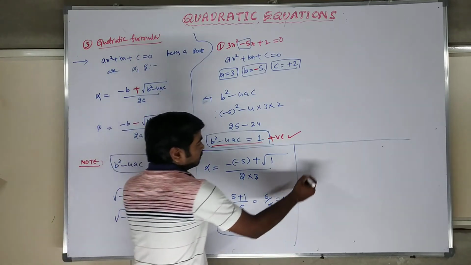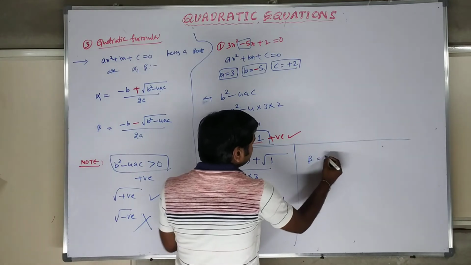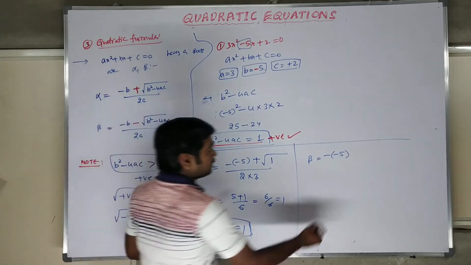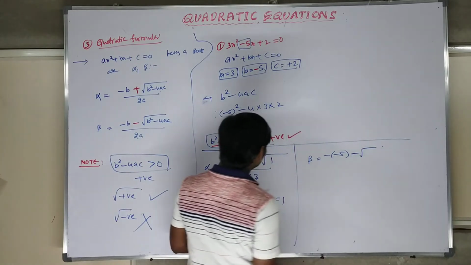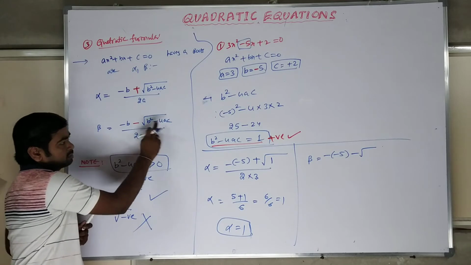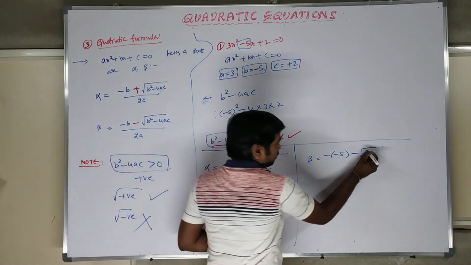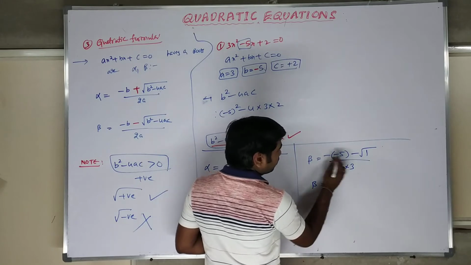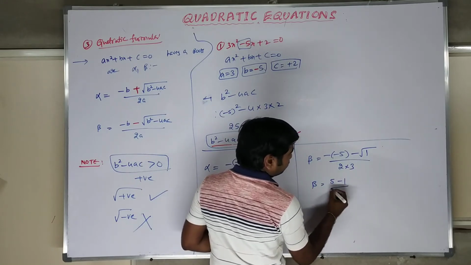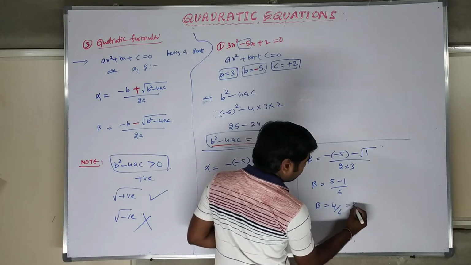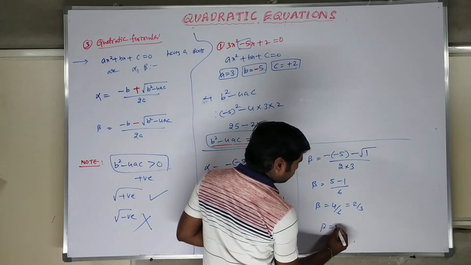The other root is beta. Beta is equal to minus b, and here only the minus sign will come: minus b minus under root of b square minus 4ac. The value of b square minus 4ac we got is 1, by 2 into a, that is 2 into 3. So beta is equal to 5 minus 1 by 6. So beta is equal to 4 by 6, nothing but 2 by 3. We got beta is equal to 2 by 3.